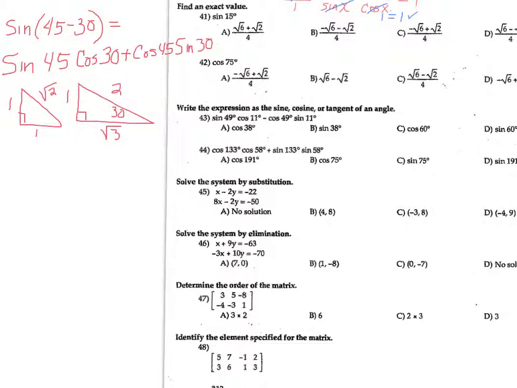So when we want sine of 45, sine of 45 is opposite over hypotenuse. So what is sine of 45? Square root of 2 over 2, right? It's like 1 over square root of 2, but it's square root of 2 over 2.